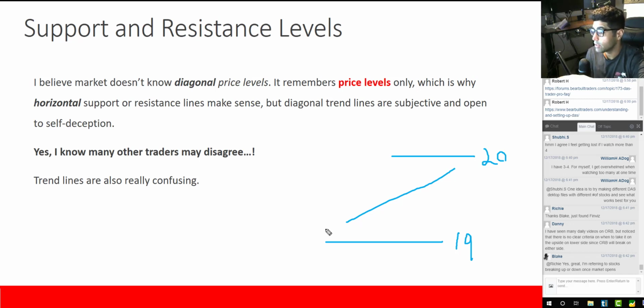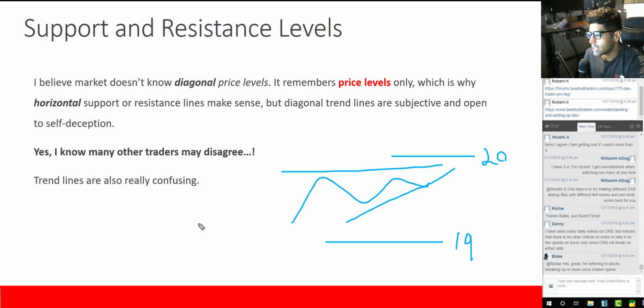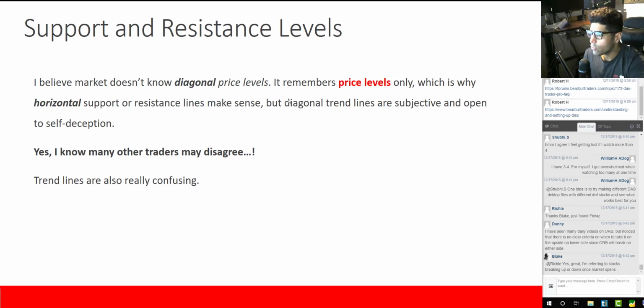I mean, you guys can definitely benefit from different chart patterns. I know there are ascending wedges, descending triangles, and these kinds of things, but I personally don't use them because I think they're really confusing.